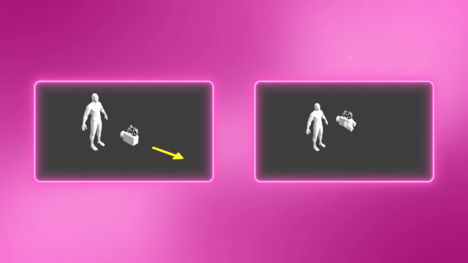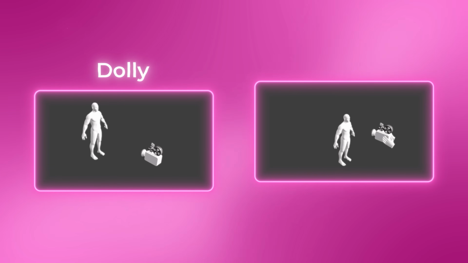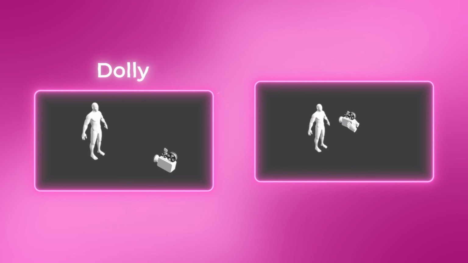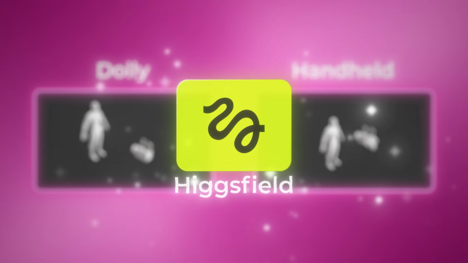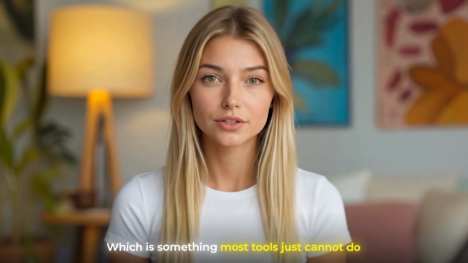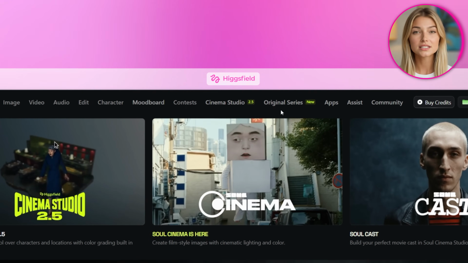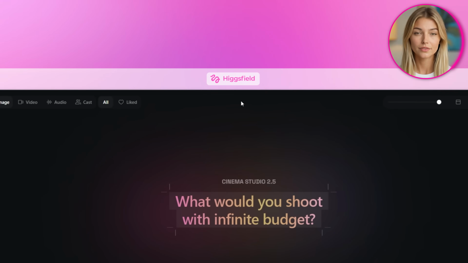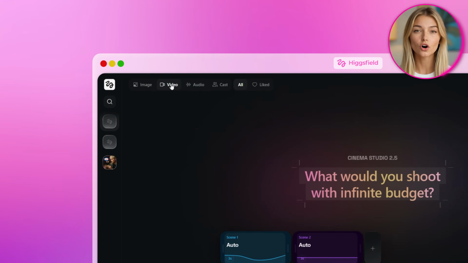The way your camera moves through a scene changes everything about how it feels. A slow, controlled dolly hits completely different from a shaky handheld shot, and Higgsfield lets you define exactly that before you generate anything, which is something most tools just cannot do. Head into Higgsfield and open Cinema Studio 2.5. We are working in the video section for all of this.